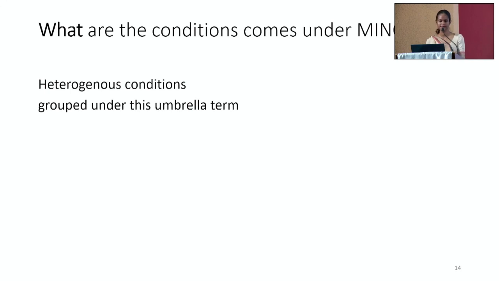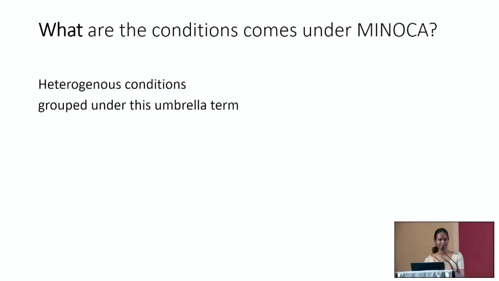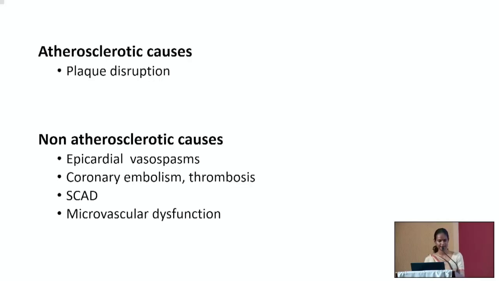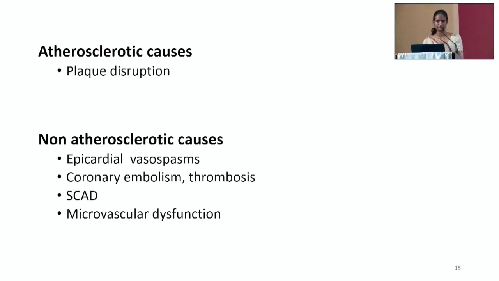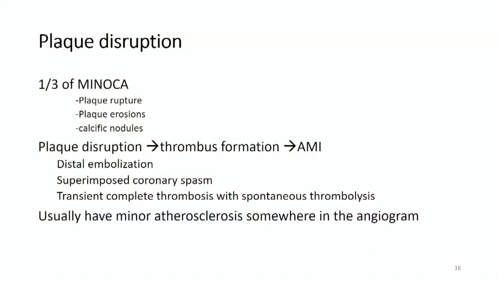But what are the conditions that come under MINOCA? Heterogeneous conditions are grouped under this umbrella term. There could be atherosclerotic causes like plaque disruption, which we can't pick up in the angiogram. And there are non-atherosclerotic causes. The main causes are vasospasm in the large arteries, coronary embolism and thrombosis, which we can't pick up again in the angio, and spontaneous coronary artery dissection and microvascular dysfunction. So, we'll go one by one about these causes.